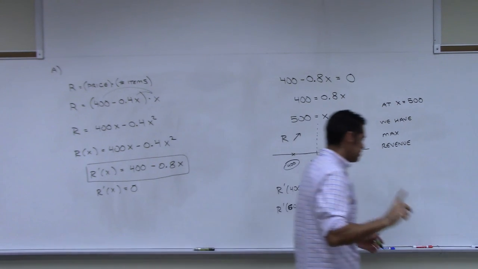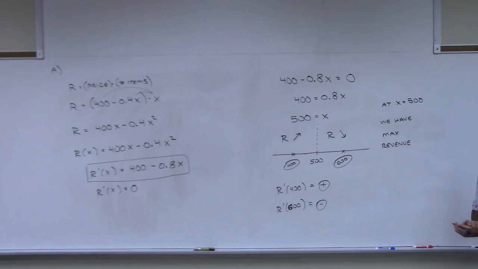Now, we have not answered the question for part A. What was the question for part A? What is the price that will give you the maximum revenue? This is not the price that gives you the maximum revenue. This is the number of cameras, right? So how do I determine the price? Go back to your price equation and plug this in for x.